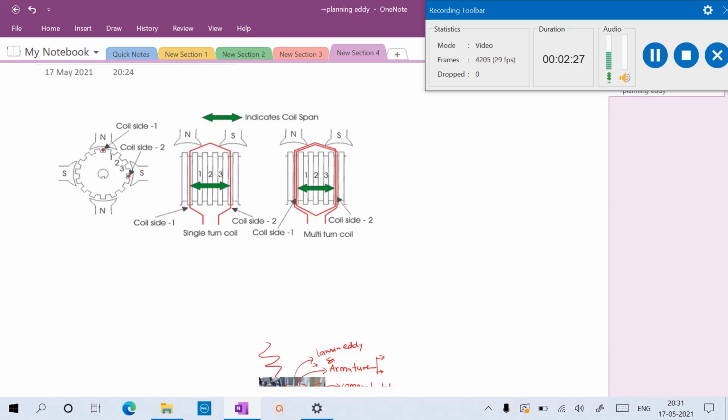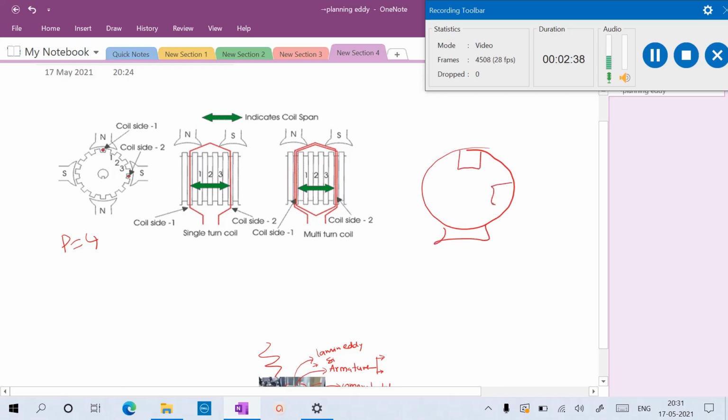This is a 4-pole machine, P equal to 4. Here you can see this is a DC machine. This is 1, this is 2, 3 and 4: north pole, south pole, north pole and south pole. In this, one armature is placed, and here we connect the carbon brushes, from which we take the output out. Now our concentration is on this armature only.